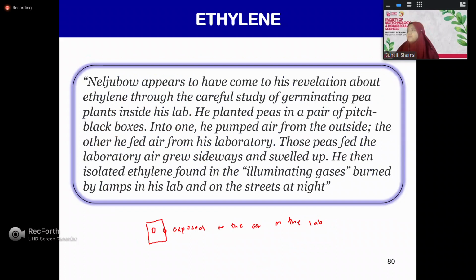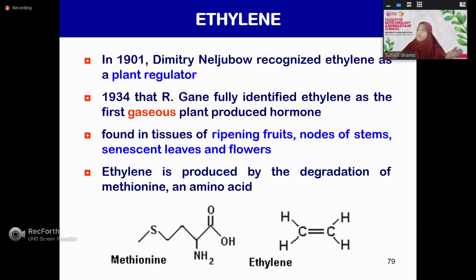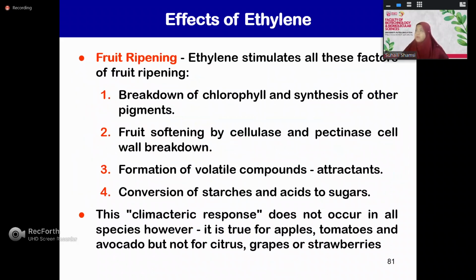They used gas to burn the lamps instead of electricity. So from the gas is where he finds ethylene, and this ethylene is the one that causes the growth or germinating of the pea plants. That's how Neljubov basically says that ethylene induced what we call ripening or swelling of the pea.